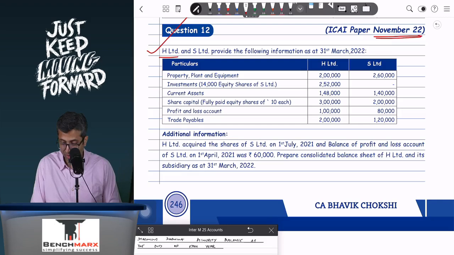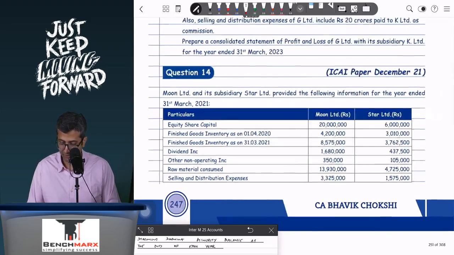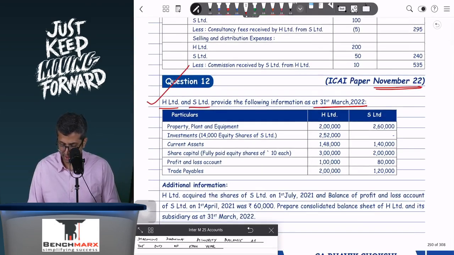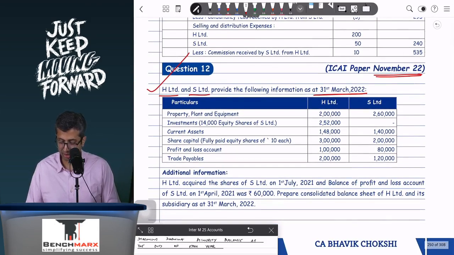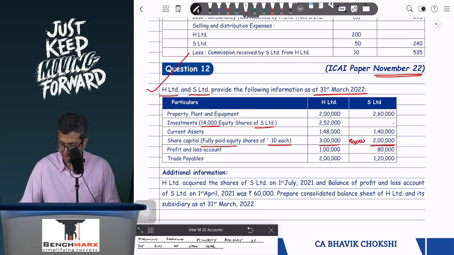Now, H and S provide the following information as on 31st March 2022. Okay, so what is there? PPE, investments, 14,000 shares of S. Current assets, share capital, fully paid shares of rupees 10 each. So this is probably 2 lakh, 3 lakhs. This is, can I say, 20,000 shares of rupees 10 each. Profit and loss, trade payables. This is as on 31st March 2022.